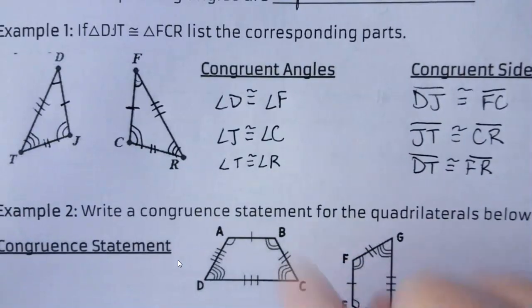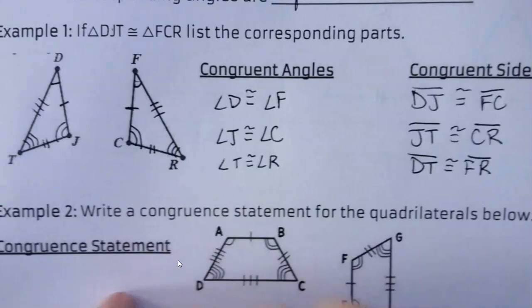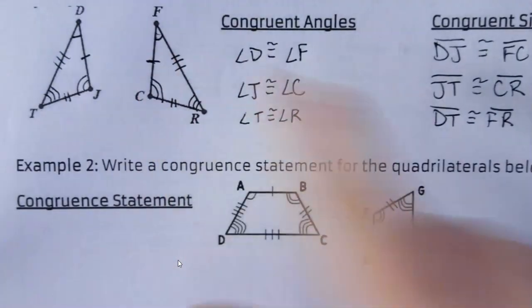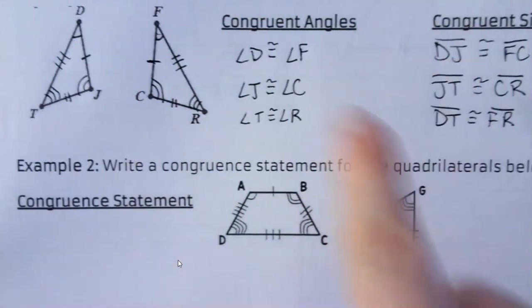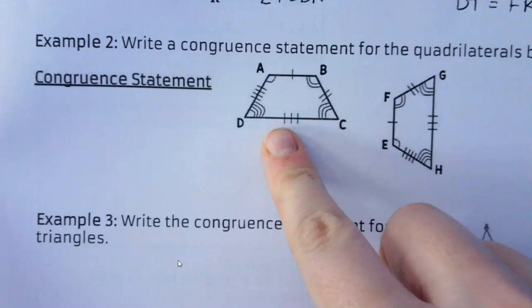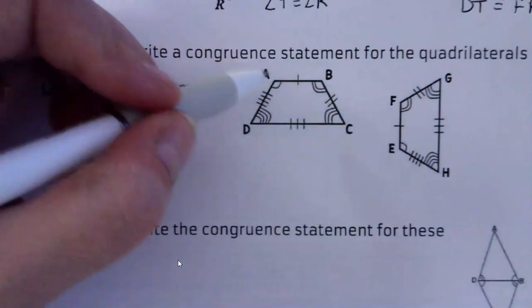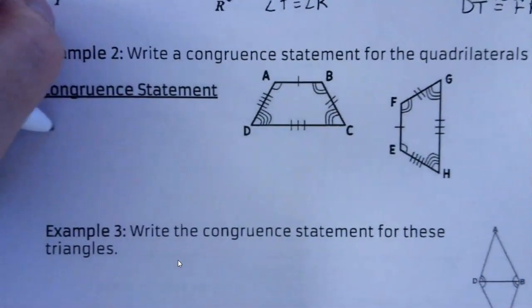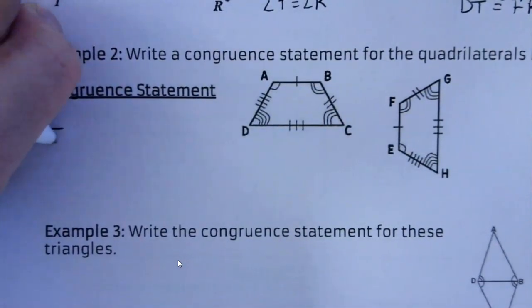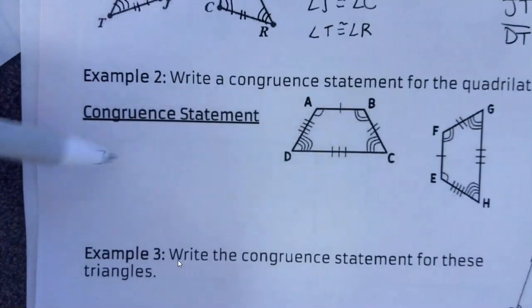All right, and so if you notice, this one's already marked, so it's almost like going backwards. It's marked for you already. We just need the congruence statement, which is a lot easier to go backwards than it is to write all of these out. So write a congruence statement for the quadrilaterals below. So these quadrilaterals right here are, so this is a little different. Most of the time we'll be writing it with triangles. So you see how these are triangles. This almost looks like a little parallelogram for a quadrilateral.